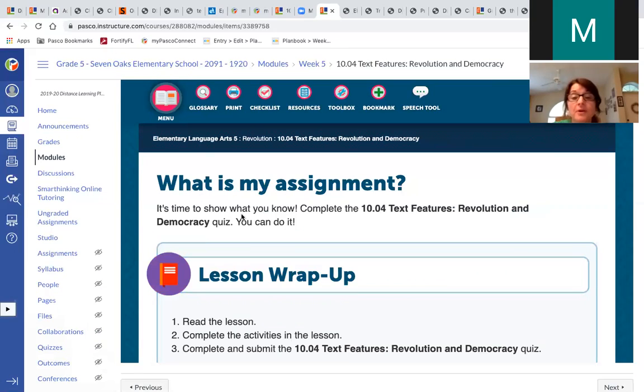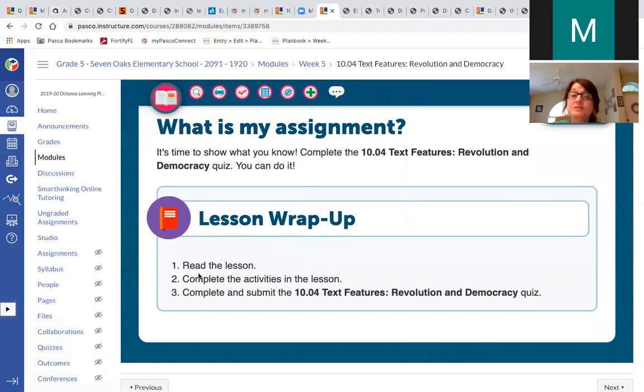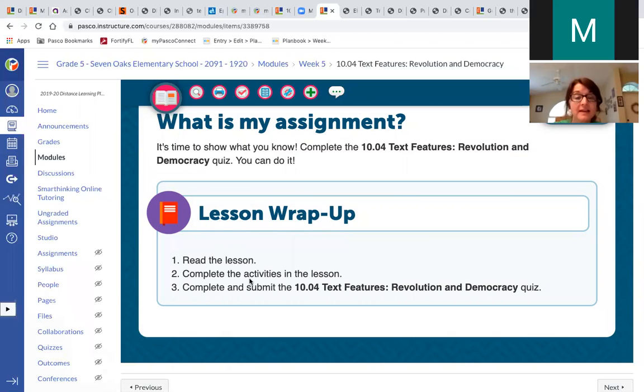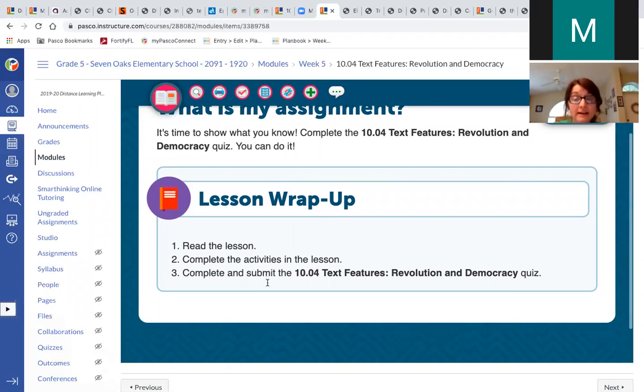Okay, so time to show what you know. You guys are going to get ready to complete the 10.04 text features revolution and democracy quiz. So again, just make sure you've read through the entire lesson. Take notes on some of those important slides that I had mentioned to you. Look back through those 4 options for your prompt. Look at all of the videos that explain about the introduction, body, and conclusion paragraphs. So look through everything in the lesson. And then when you are ready, you're going to go ahead and take the quiz.